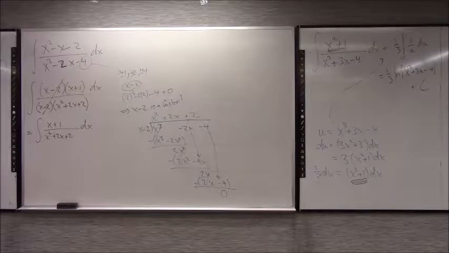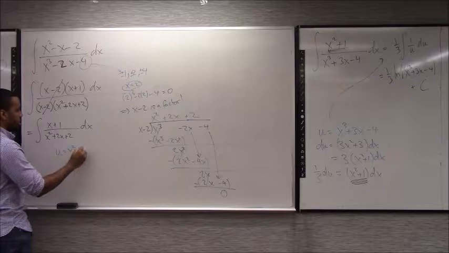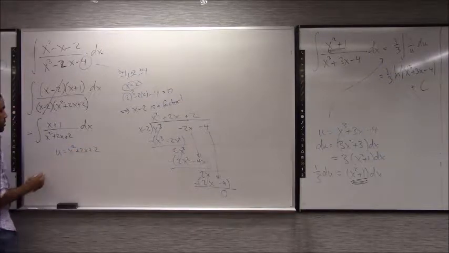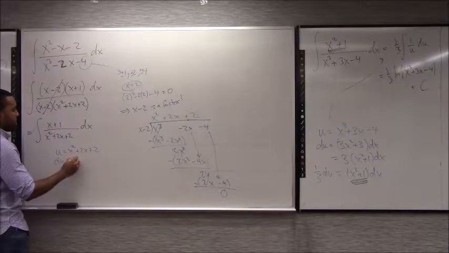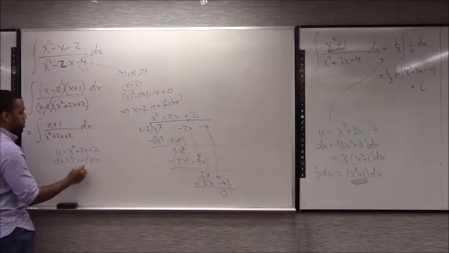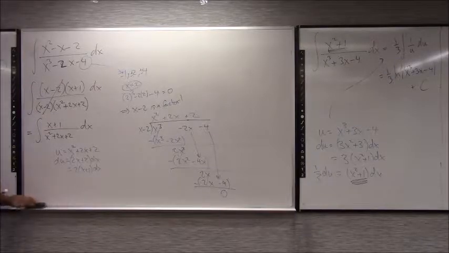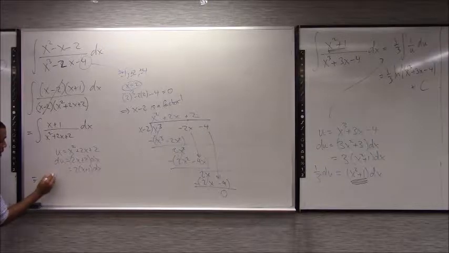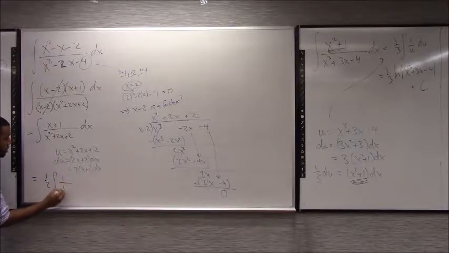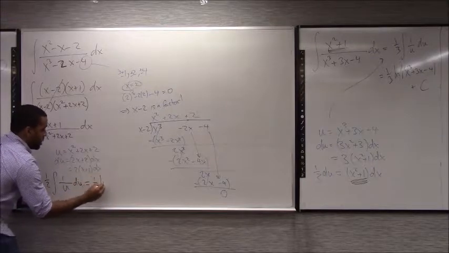Thinking too complicated. I'd try u sub again. If you did u sub equals this, oh yeah, it just goes to x plus 1, then your du is 2x plus 2 dx, which is just 2 times x plus 1. So this guy really becomes 1/2 times 1 over u du. So we know that the answer is going to be 1/2 ln of u.